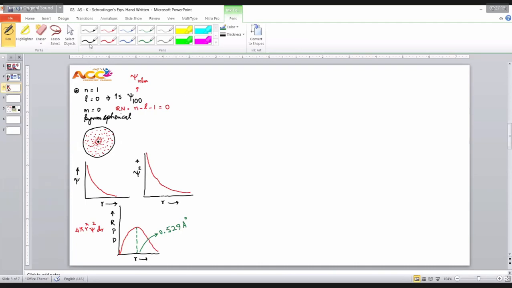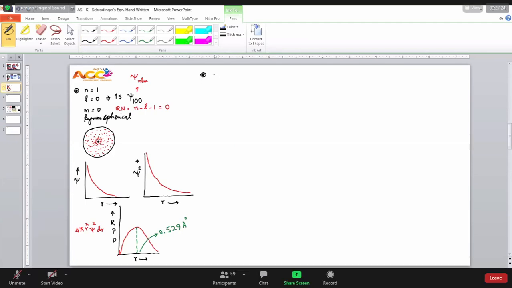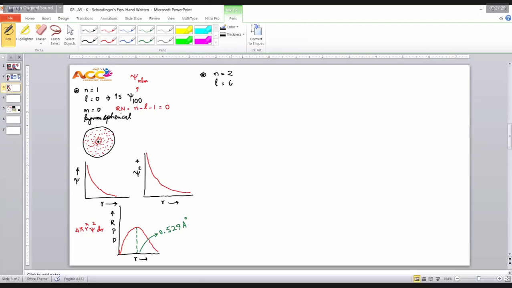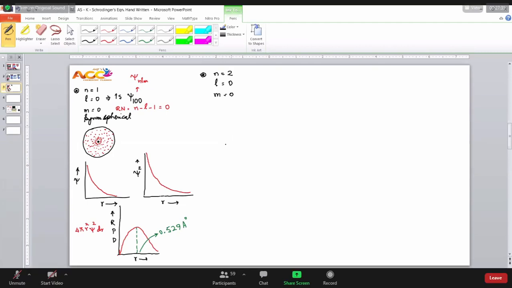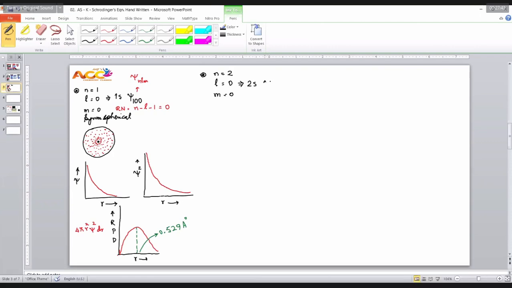Come on. How to proceed for that? 2s now. N is equal to 2. L is equal to 0. M is equal to 0. If it is so, then how to proceed? It is called 2s. No, sir. This is called 2, 0, and 0. Fine. Now, if you are saying psi 2, 0, 0, then what happens? It is supposed to be like this. Take care of the figure.